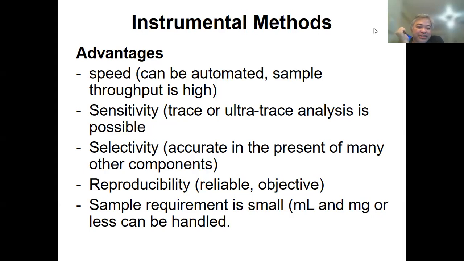Speed can be automated. Instrumental methods are fast. You can automate them. That means you have a high sample throughput. So when you say high sample throughput, maraming sample na pwede mong analyze at the same time. It is sensitive. You can use trace or ultra trace analysis.